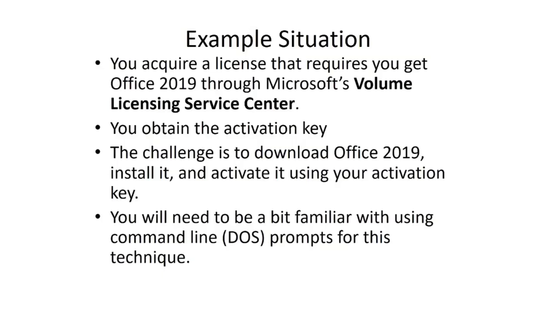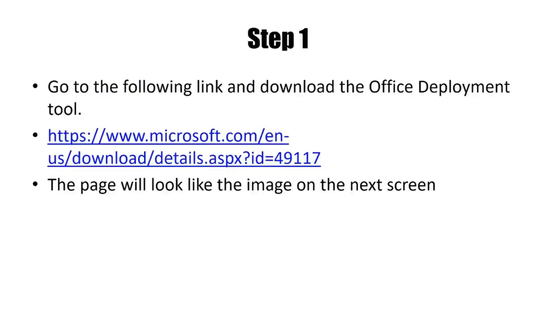Here's the situation. You acquire a license that requires you to get it through the VLSC. You've got your activation key. The challenge is to download Office 2019, install it, and activate it using your key. In order to use the technique we're about to describe, you need to be familiar with the command line or DOS prompts.